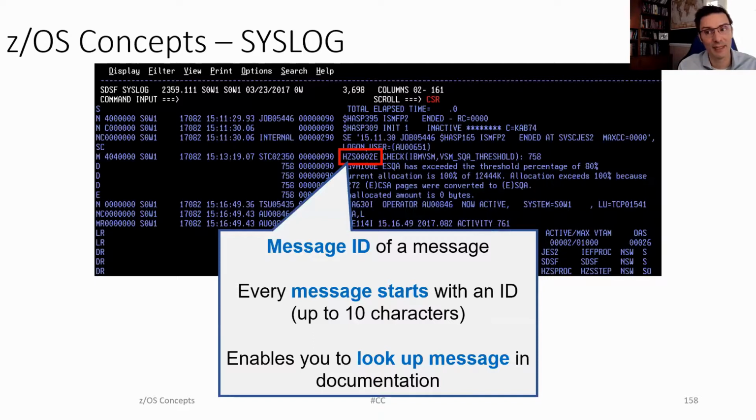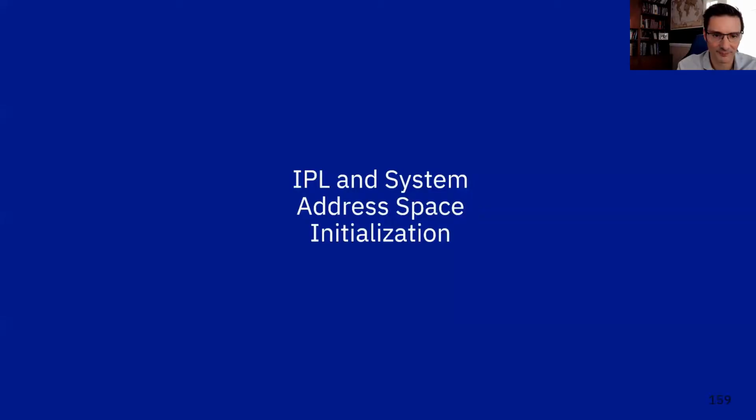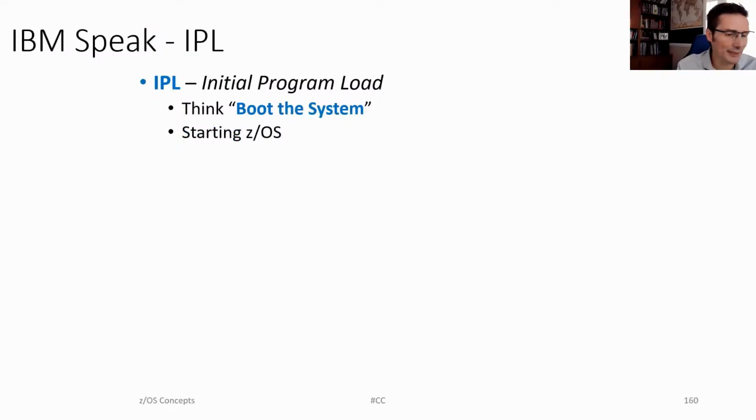You can actually look up that message and see what is going on with your system. Now, when we bring up the system on zOS, let's talk about how we boot the operating system. They call it, in zOS terminology, IPL. There's always a different name in zOS, right? Other people call it booting the operating system. The bottom line is you're starting zOS when you say you're IPLing.